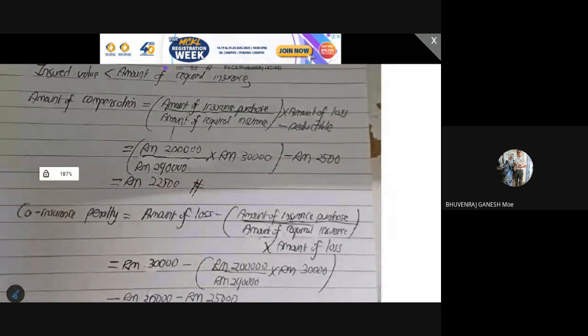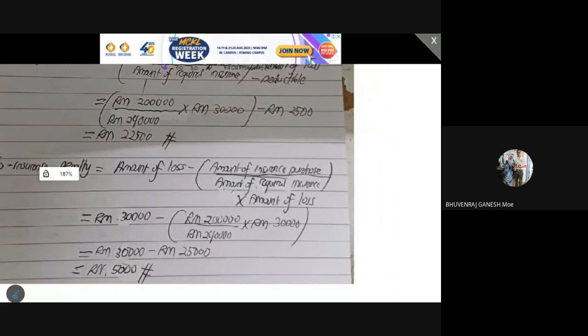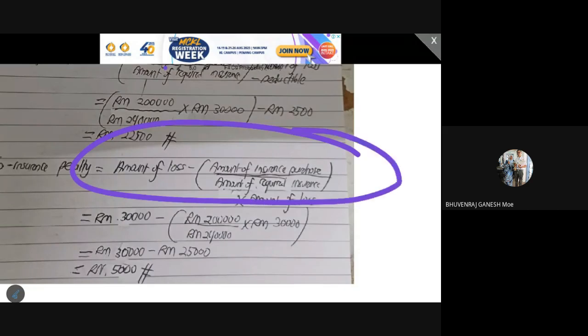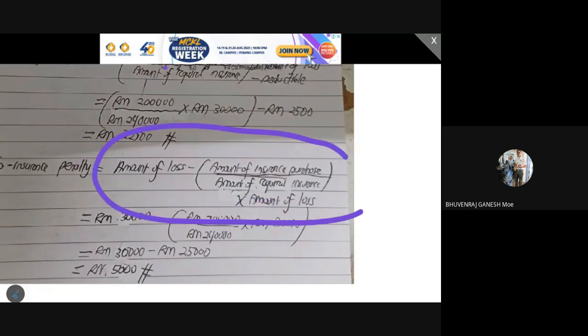Kenapa saya tulis macam pun saya tak tahu. There, over here, co-insurance penalty. Sachwe habis, SPM forget everything. Oh, you know Sachwe, Steven? I didn't know that. Oh, Bukit Jambul also. Oh, I see. Okay. I didn't know. See my power. Bukit Jambul pun dah tahu saya punya nama.